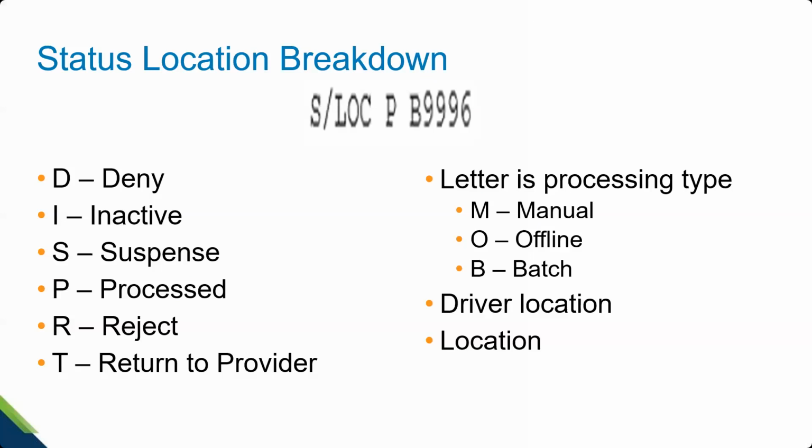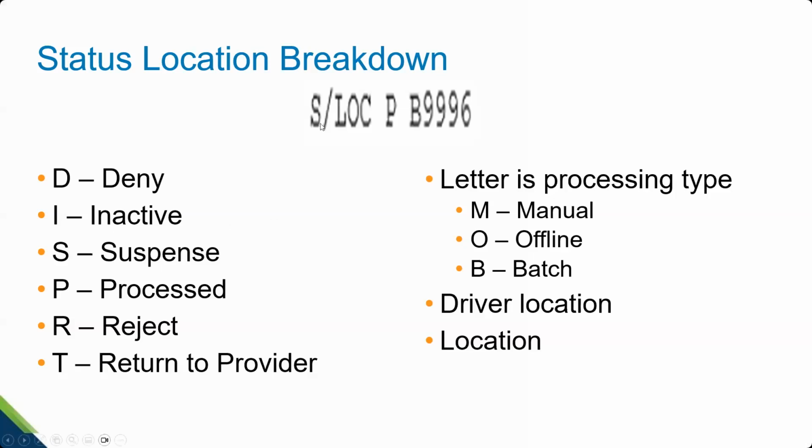The first letter of the location can be an M for manual, an O for offline, or a B for batch. The first two letters, or the first two numbers, are the driver's location, and the last two are the location. Now, the main thing that I always remembered for the last two digits was that if it was a 9-6, it was on its way to where it was going to be headed, and if it was a 9-7, it made it there.